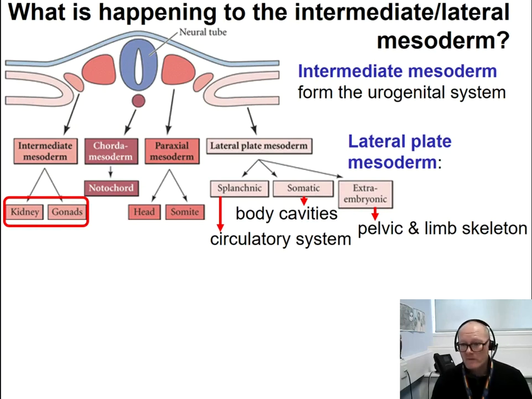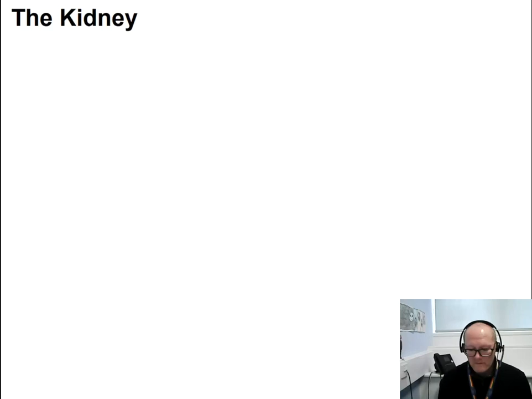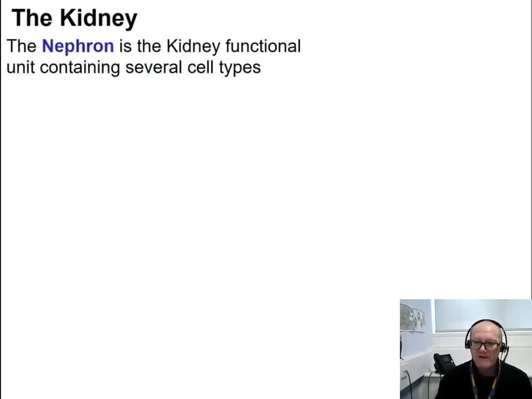What's the kidney? We are going to talk about the kidney. What is it? What does it do? The kidney is that organ of the body that filters the blood and produces the urine. So what is the functional structure of the kidney? The functional structure of the kidney is called the nephron.